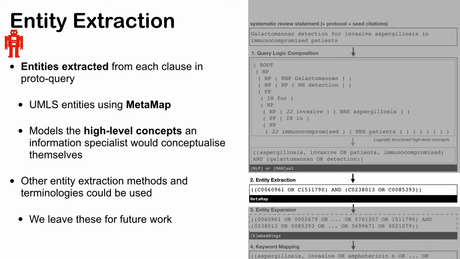Next, we perform entity extraction on each of these clauses in the proto-query. We do this by extracting UMLS entities using MetaMap from the terms in the proto-query clauses. This process models the high-level concepts an information specialist would conceptualize themselves. Note that other entity extraction methods and terminologies could be used, but we leave these for future work.